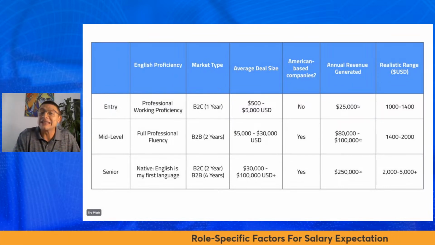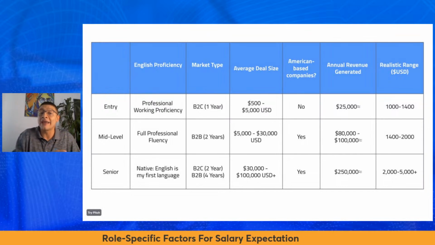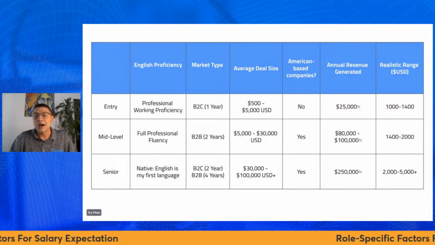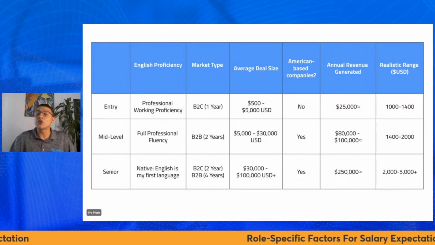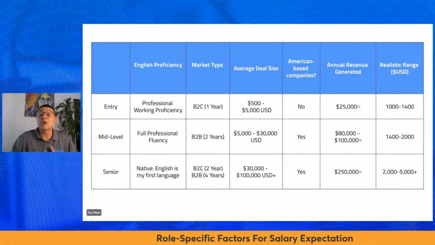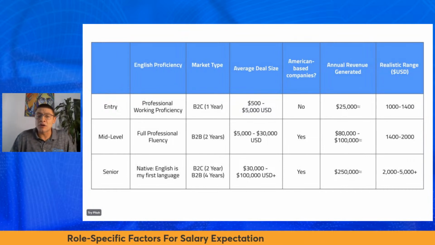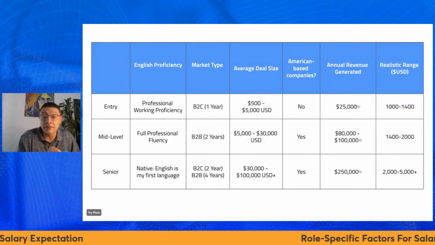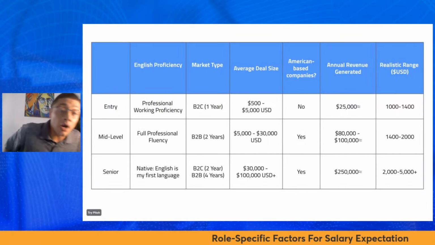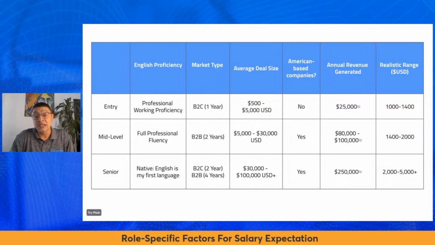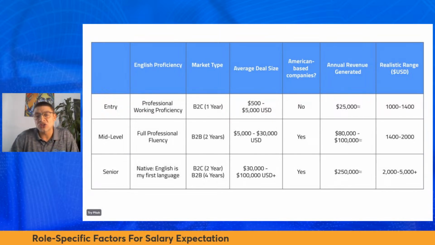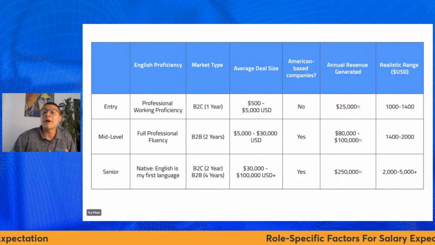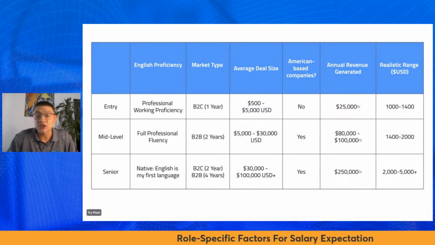Because there is a place where you need to start. That's why it's entry level, and especially if you haven't served American companies, it means that there's still a lot that we can learn, right? Both culturally, maybe on communication. But yeah, just wanted to let you guys know, entry level for those high B1s, B2s with B2C experience, with the average deal size of 500 to 5,000, with zero experience working with American-based companies, can look forward to about 1,000 to 1,500 as their realistic range.